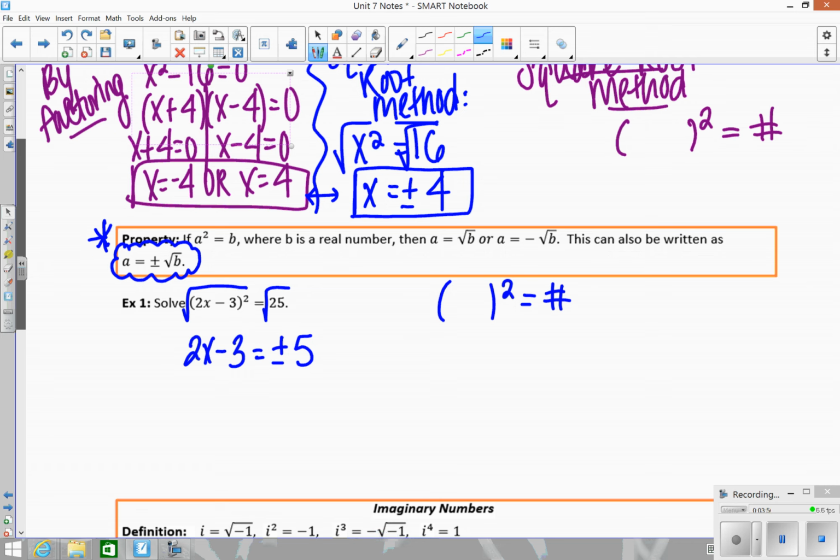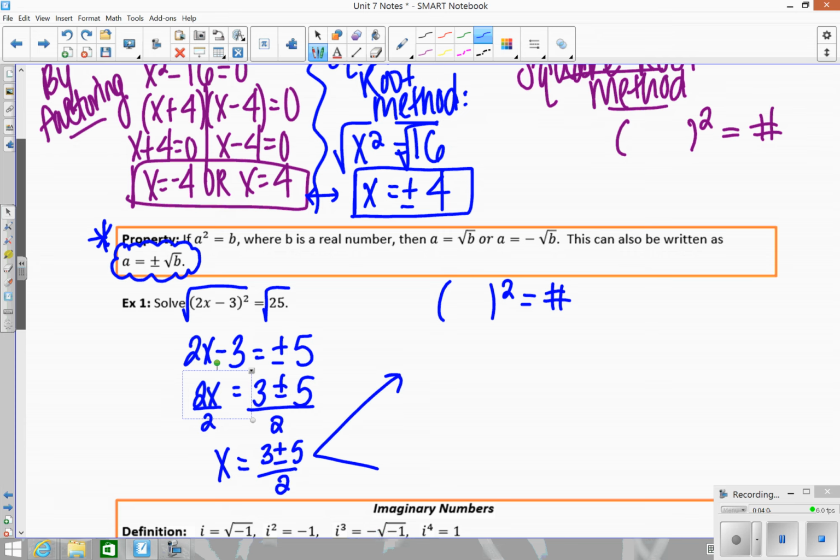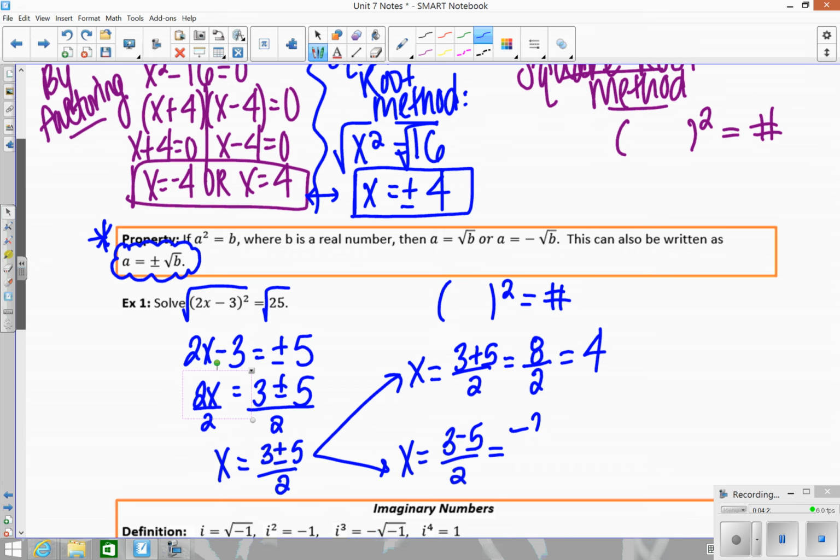So I would bring the 3 over. So I would have 2x equals 3 plus or minus 5. Then we would divide everything by 2. So we get x equals 3 plus or minus 5 over 2. And essentially what happens now is you have two cases. You have 3 plus 5 over 2, and you have 3 minus 5 over 2. Since these are all whole numbers, we can actually combine them. So 3 plus 5 gives me 8 over 2, which gives me 4. 3 minus 5 gives me -2 over 2, which gives me -1. So here are your two solutions.